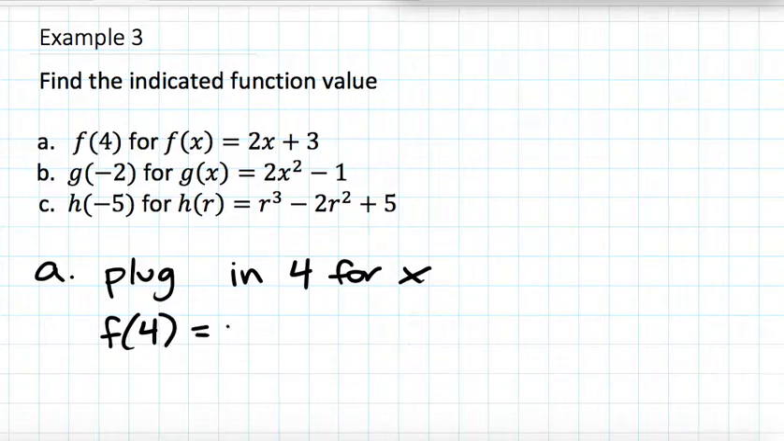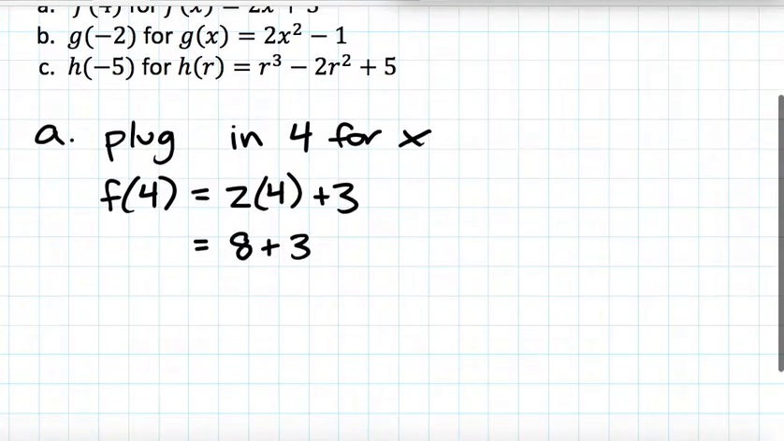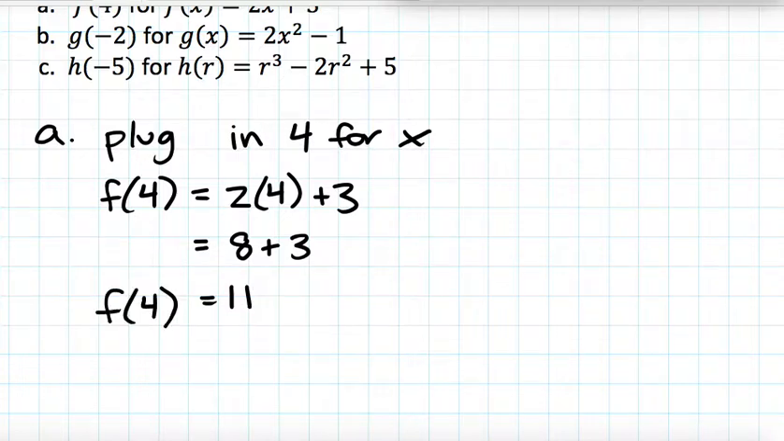f of x is 2x plus 3, so I'm going to plug in the 4 for the x, and then I just need to do order of operations correctly. 2 times 4, multiplication comes before addition, so I do 2 times 4 first, and then 8 plus 3, which equals 11. So f of 4 equals 11 is my answer.